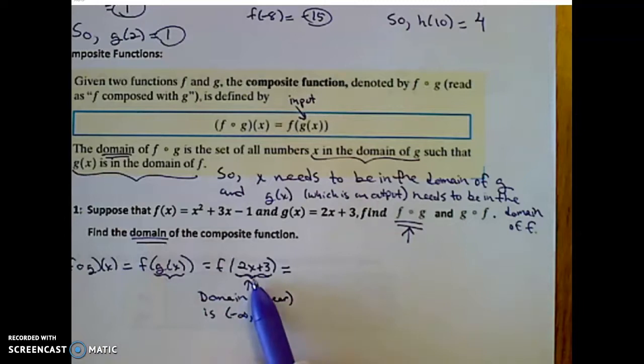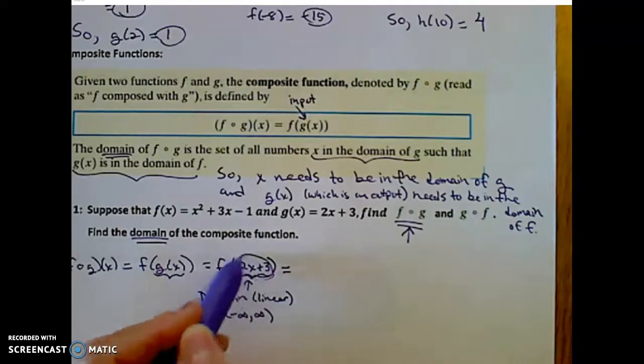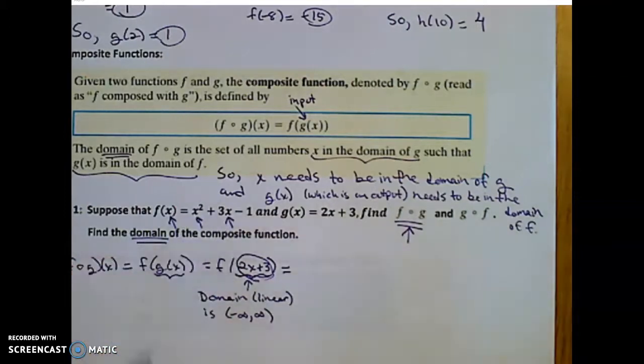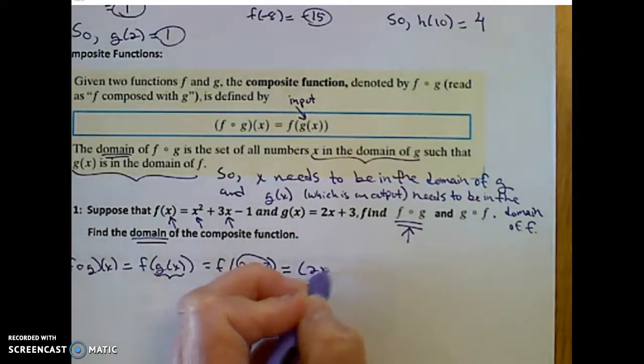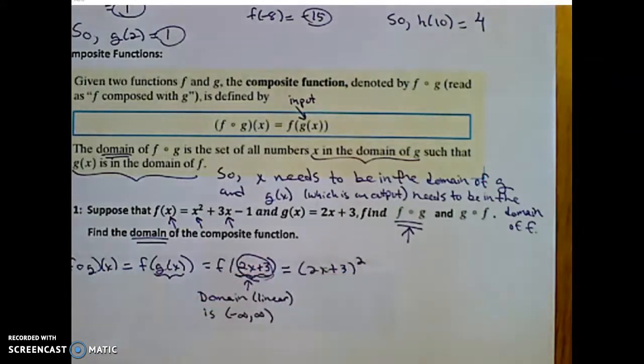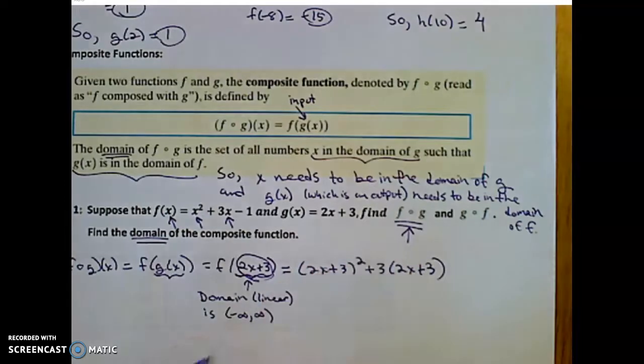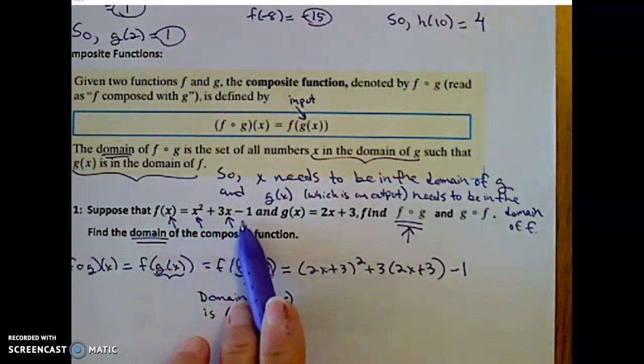But now I'm going to take 2x plus 3, this whole thing, and input it into f of x. So I'm going to put it wherever there's an x. That becomes (2x plus 3) squared plus 3 times (2x plus 3) minus 1. Plugging that whole expression 2x plus 3 into f of x.